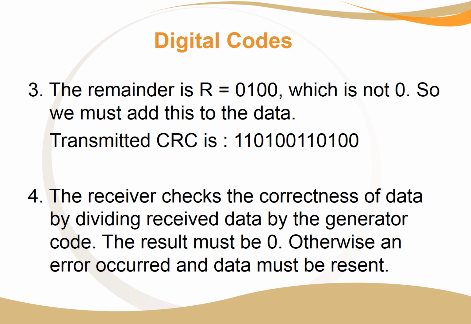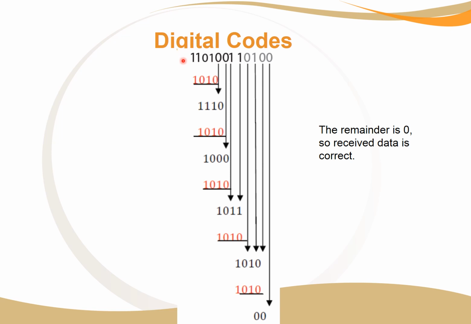So just to check that everything is right, we now divide the received data by our code, and then you will see the remainder is 0. So it goes perfectly into this number, which makes sense because we added the remainder to this number. So remember, if the answer to this division is not 0, this means there was an error in transmission, and we will have to send the data again.